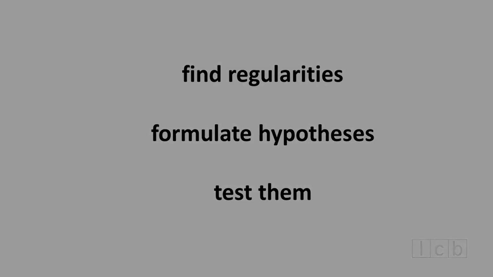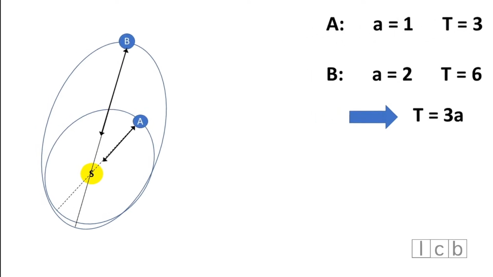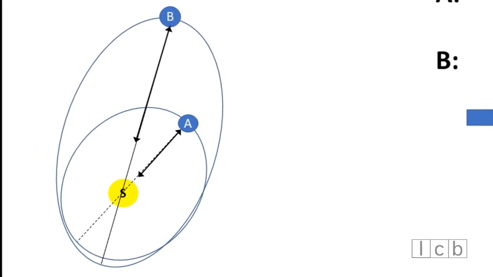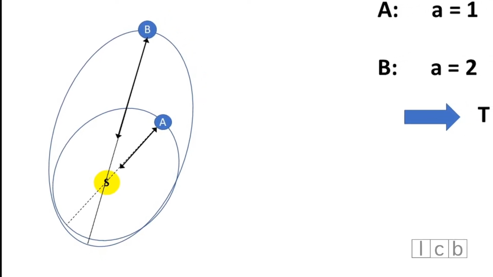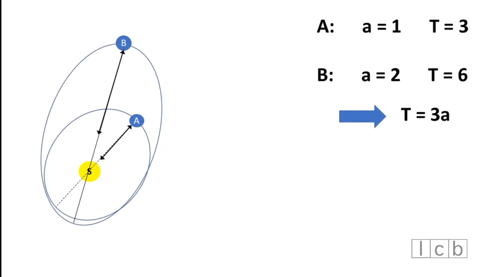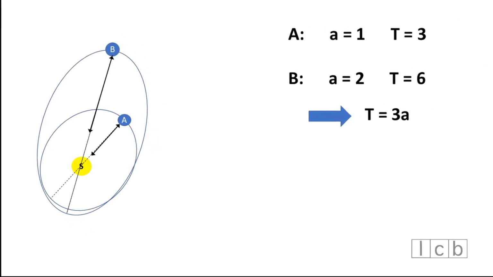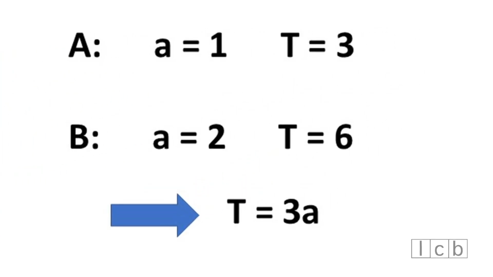Now, let us see a simplified version of the problem that Kepler cared most about. Let's suppose we have the following data for 2 planets. Planet A has semi-axis a that equals 1 and period t equals 3. Planet B has semi-axis a that equals 2 and period t that equals 6. Therefore, we can imagine that the rule could be t equals 3 times a.